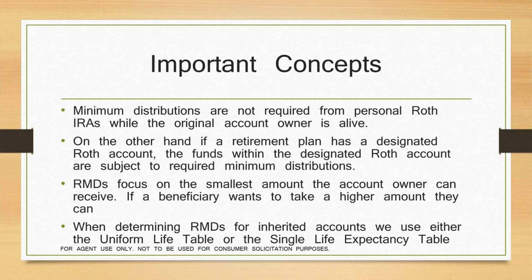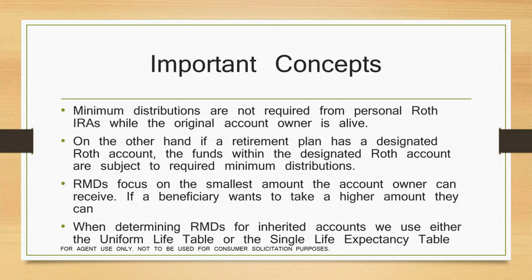Another couple of quick tips. First of all, minimum distributions are the smallest amount that an account owner or beneficiary can receive. If a beneficiary wants to receive more, they can take more. And generally, with an inherited account, they can take more without any special kind of penalty. The only consequence of taking more is that the beneficiary will pay income tax on the actual amount received, so that might be a higher amount.